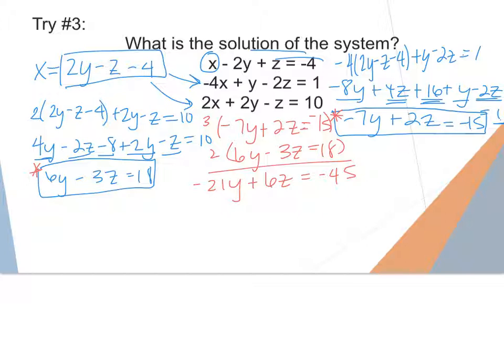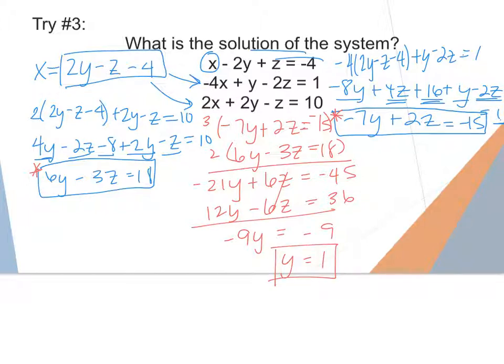And for the bottom, I have 12y minus 6z equal to 36. The z's are gone. I'll be left with -9y equal to -9, so y equals 1. That's our first answer. Now that we know that y is going to equal 1, I'm going to go ahead and substitute that back into this equation over here on the left.